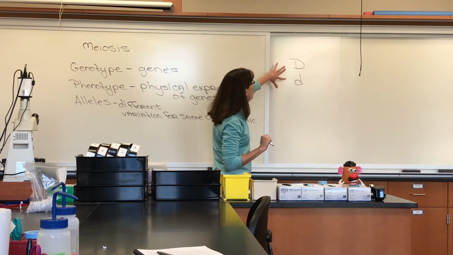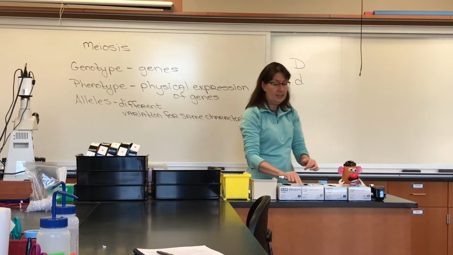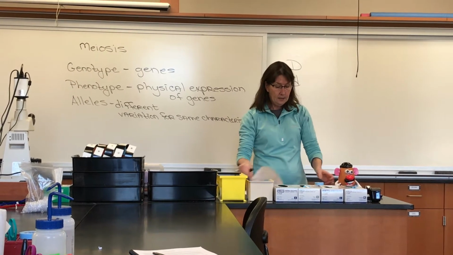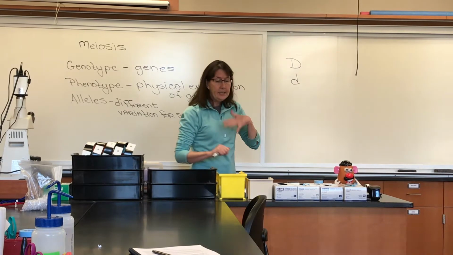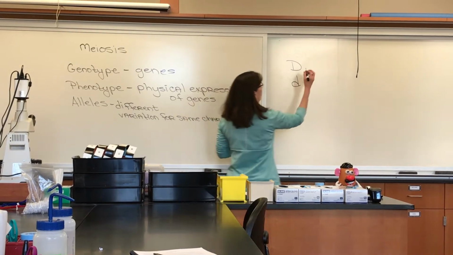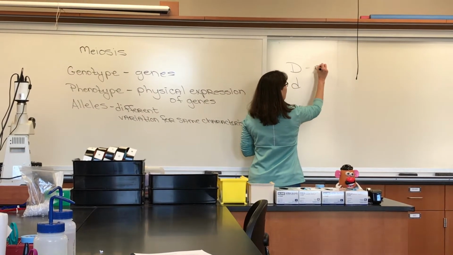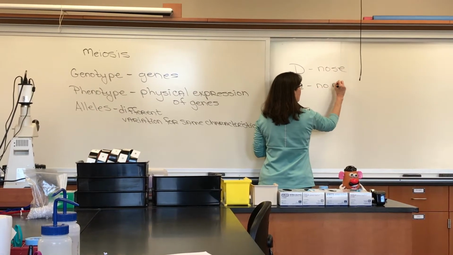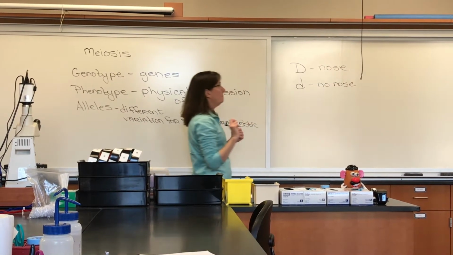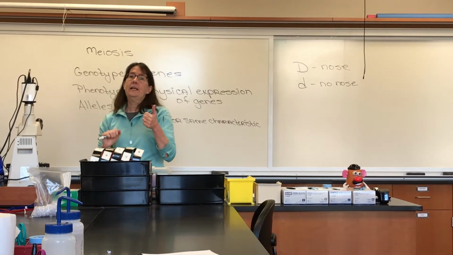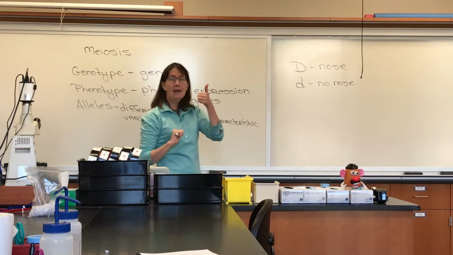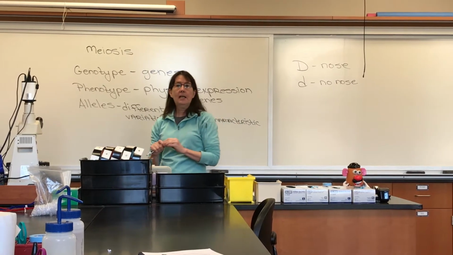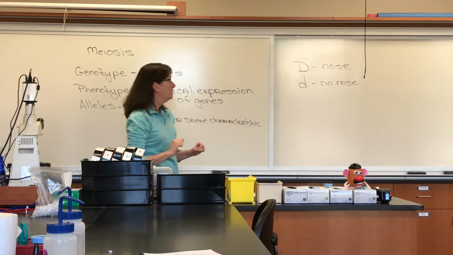So if we have two different alleles for a characteristic, and in our Mr. Potato Head characteristic, the D's are going to represent the nose. So the dominant allele is that Mr. Potato Head has a nose. And the recessive allele is that Potato Head does not have a nose.